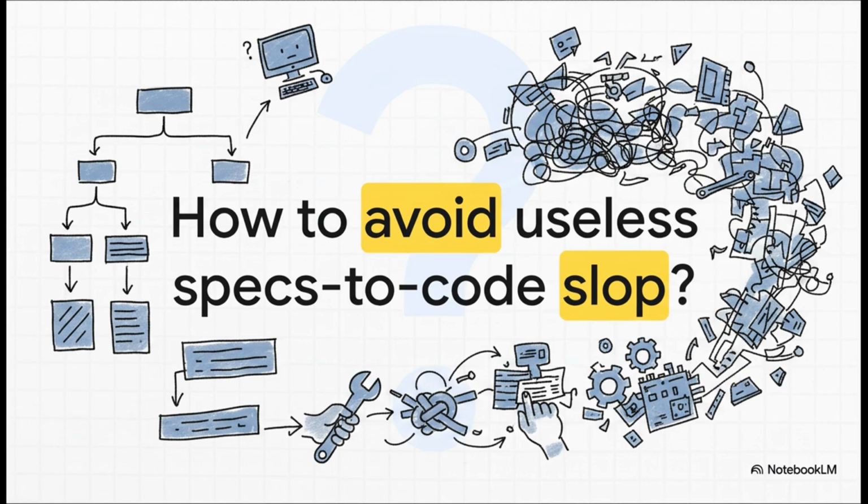Now, you might be wondering, how do we avoid the trap of just generating absolute, useless specs to code slop? It is super tempting to skip the heavy planning. You just write a quick spec, toss it to the AI, and let it vibe code the whole app. But let's be real, that fails miserably. Why? Because you completely lose your grip on the actual codebase. You stop shaping the battleground. If you don't actually understand the deep constraints of what you're building together, you just end up with an unmaintainable nightmare.